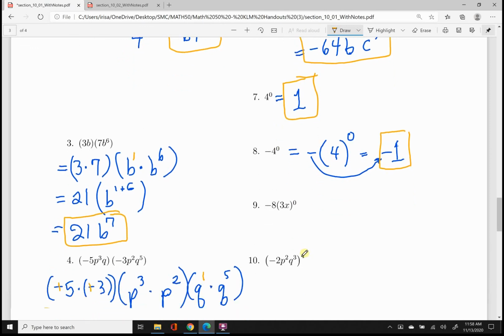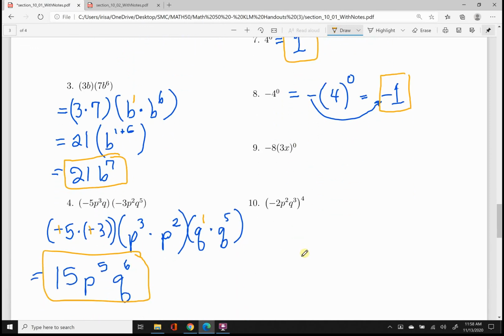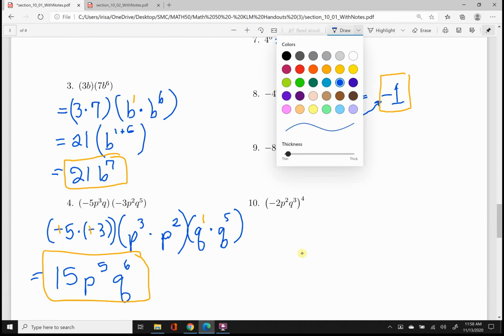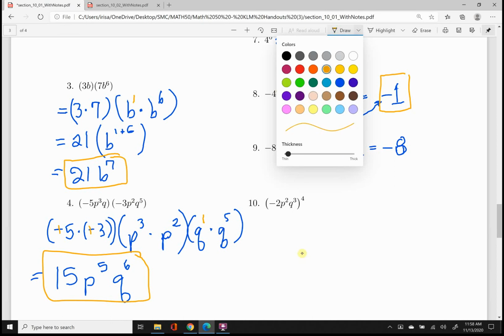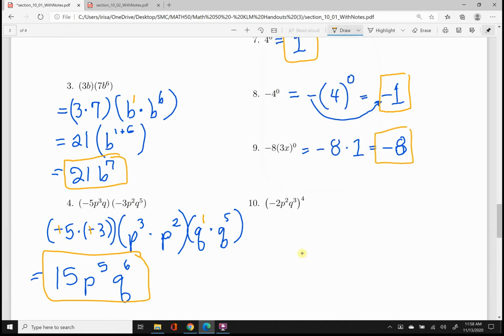And so we're going to continue with this concept in number 9. Recognizing that the only thing being raised to the 0 power is the 3x. The -8 is a factor out in front, so -8 is going to be multiplied by what? What's 3x to the 0 power? Well, 3x to the 0 power is a 1, but you've got to multiply it by the -8 that's waiting in the wings, so the final answer here will be -8. So hopefully everybody's feeling really good about that, understands what we mean.